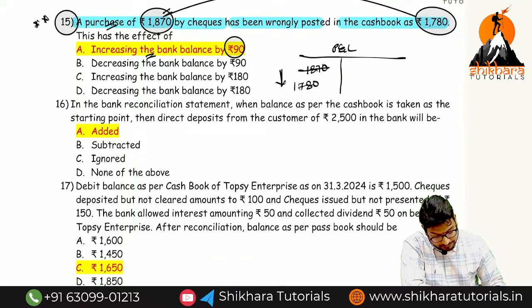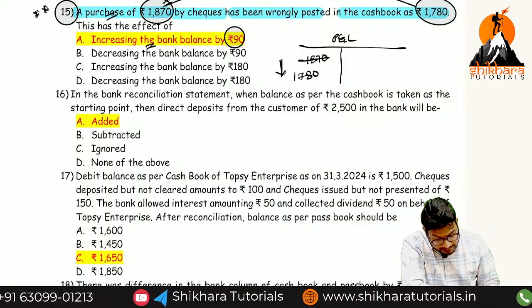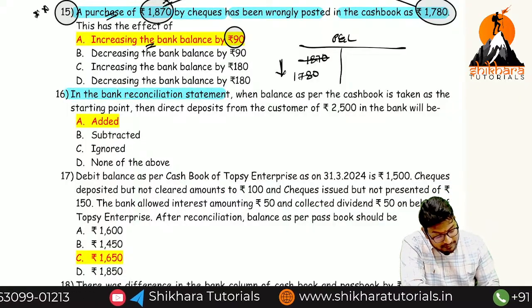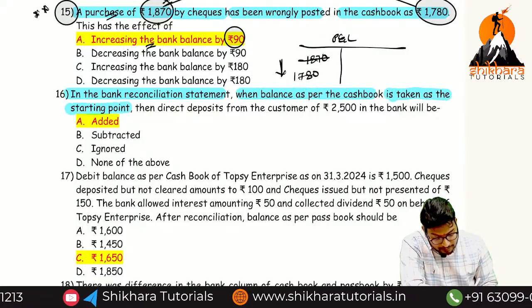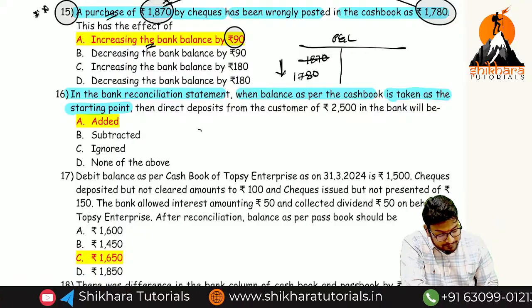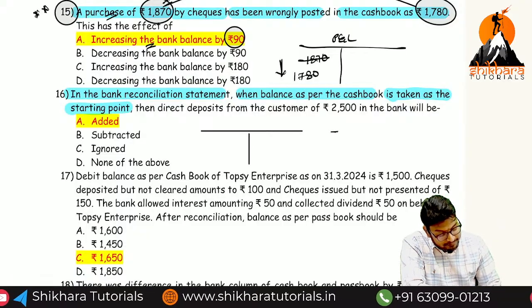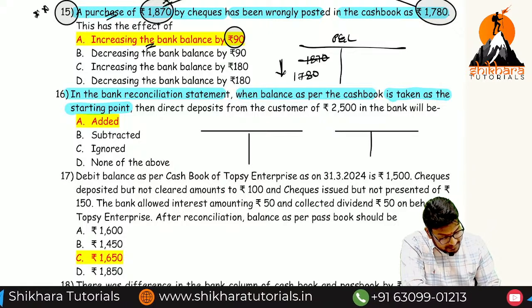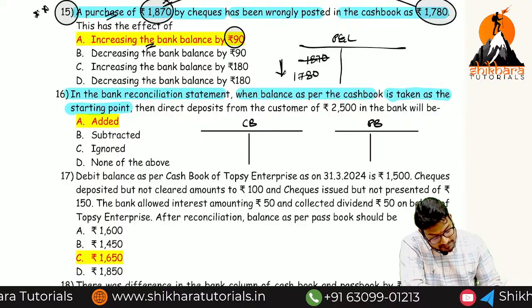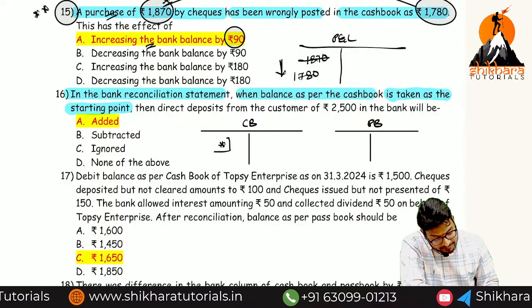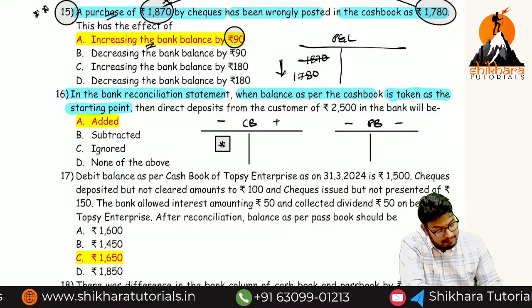So next one. Now only 4 MCQs are left, that's all. In the bank reconciliation statement, when the balance as per cash book is taken as the starting point. Now they are giving the balance as per cash book, so favorable balance or unfavorable balance? Favorable balance. That means debit or credit? Debit. So imagine this is a cash book and this is a passbook. So a debit balance they have given. So what are the symbols? Minus, plus, minus and plus.